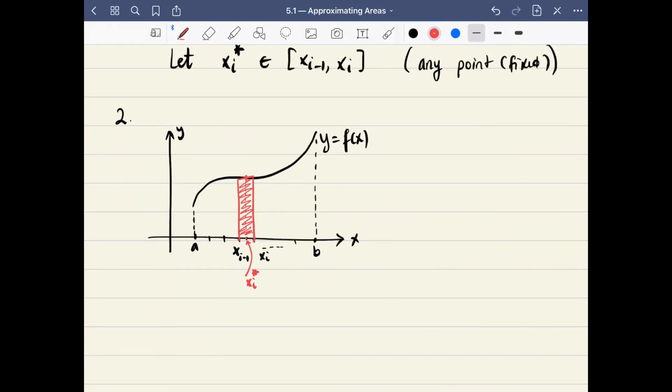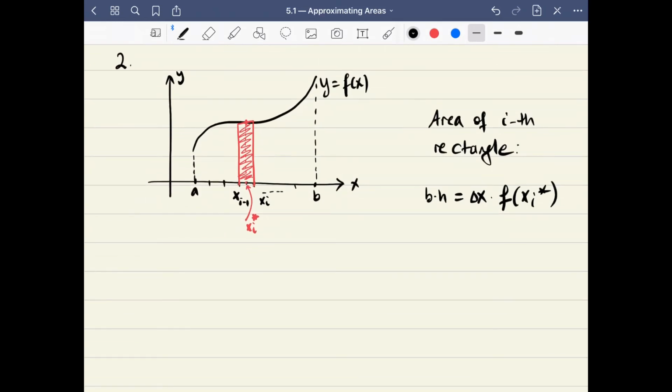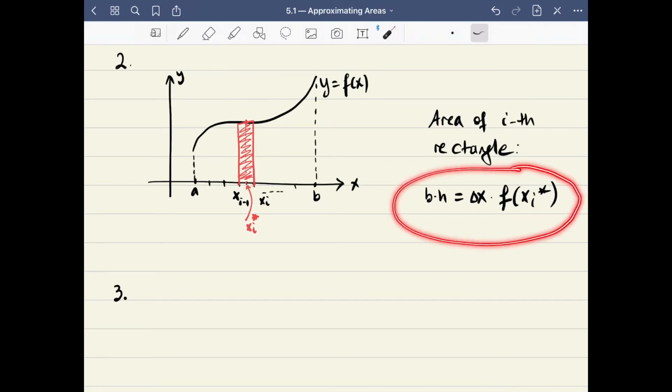Now the area of this rectangle is base times height. The base is always delta x because that's the length of the subinterval, and the height is the value of the function at this xi star. So the last step is now to add all of these areas here. Then you'll have an approximation for the area of the region under the curve.